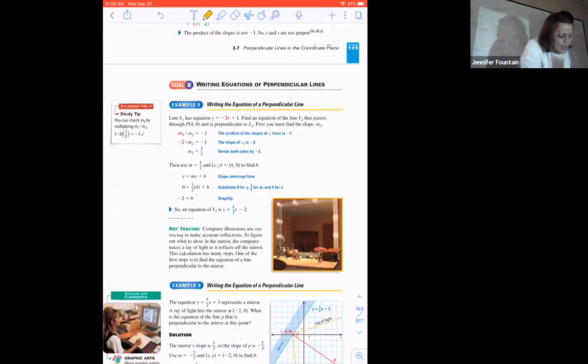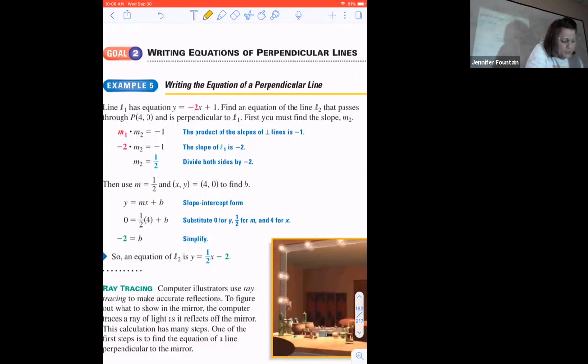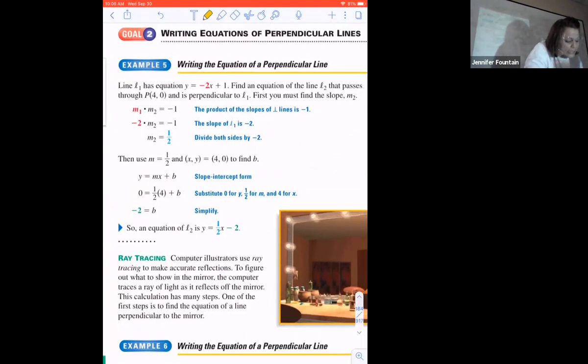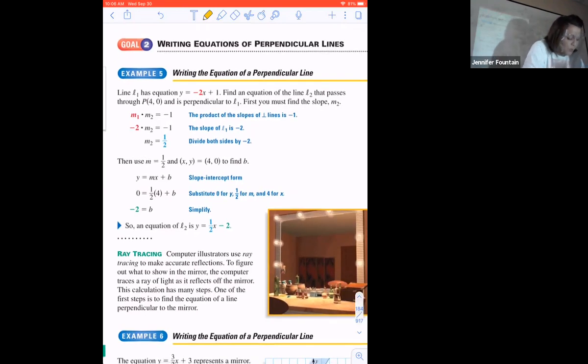If we look at example 5, writing the equation of a perpendicular line. Again, perpendicular, negative reciprocal. So just like in the last section when we wrote an equation of parallel lines, I just said, hey, I've got to have my slope the same. Now I've got to have the negative reciprocal. Okay? So it says line 1 has the equation y equals -2x plus 1.